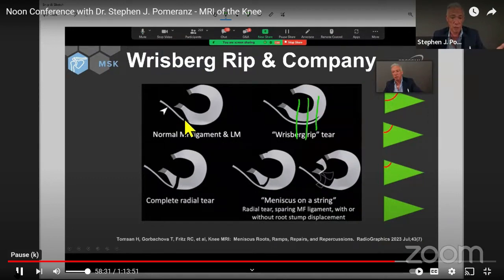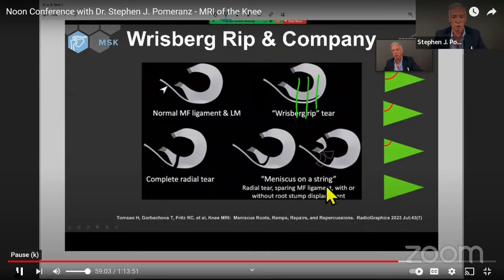Now, you're allowed to see that on one cut, but you're not allowed to see it on two, three, four, five different cuts, and it'll continue to get smaller and smaller, or bigger and bigger, depending upon what direction you're going in. Let's ignore these other Risberg type of injuries, which are described beautifully in the Thompson article from Radiographics, the complete radial tear and the meniscus on a string sign. We have a radial tear that spares the meniscofemoral ligament of Risberg. It displaces, and now you have the meniscus on a Risberg string.